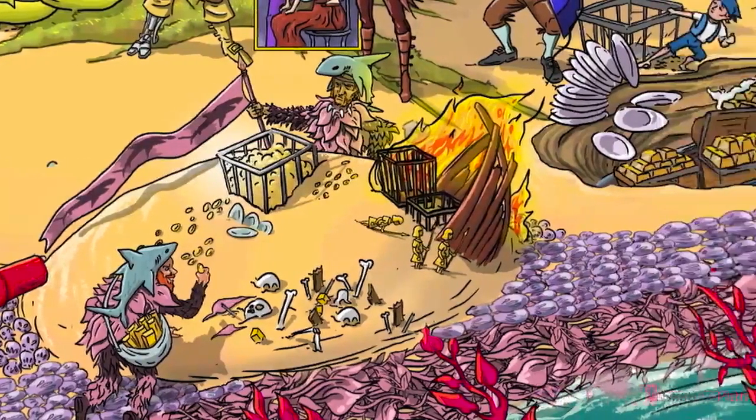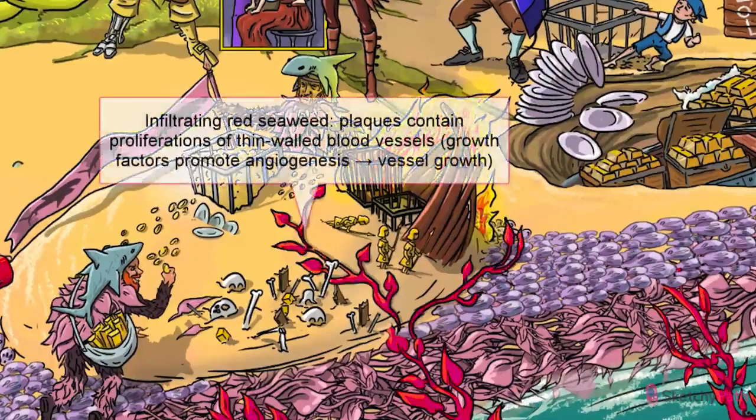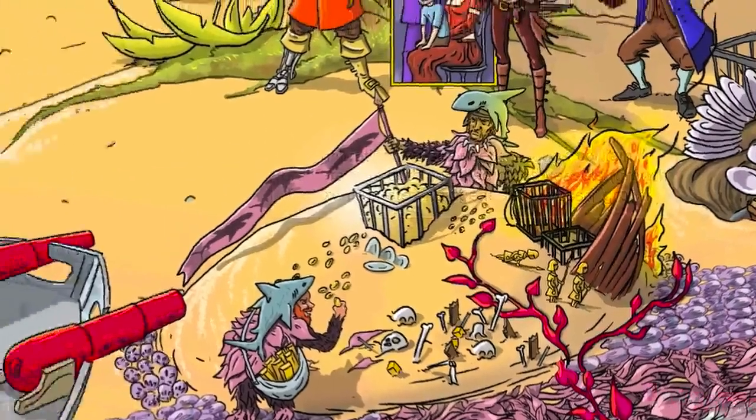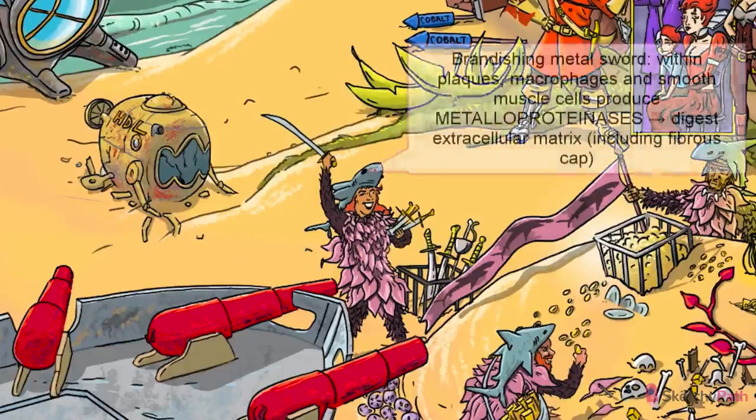And unfulfilled dreams. Growth factors also promote angiogenesis, leading to a network of thin-walled blood vessels that extend from the adventitia, supplying oxygen and nutrients to the growing plaque. Uh-oh, looks like there's a bit of an internal skirmish. Some kind of disagreement about how the gold is going to be divided. Turns out that angry macrophages and smooth muscle cells start producing an arsenal of metalloproteinases. Metalloproteinases excel at digesting extracellular matrix, including the fibrous cap protecting the atheroma from the vessel lumen.